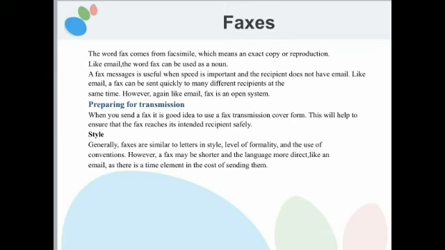Preparing for transmission. When you send a fax, it is a good idea to use a fax transmission cover form. This will help to ensure that the fax reaches its intended recipient safely. Style. Generally, faxes are similar to letters in style, level of formality, and the use of conventions. However, a fax may be shorter and the language more direct, like an email, as there is a time element in the cost of sending them.